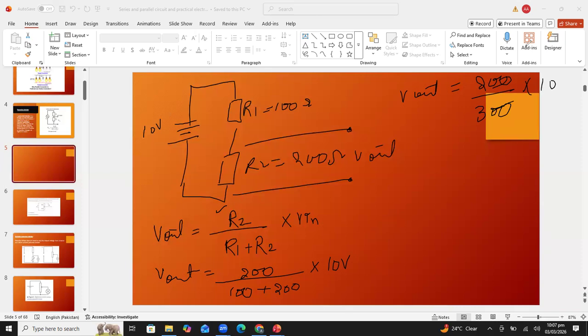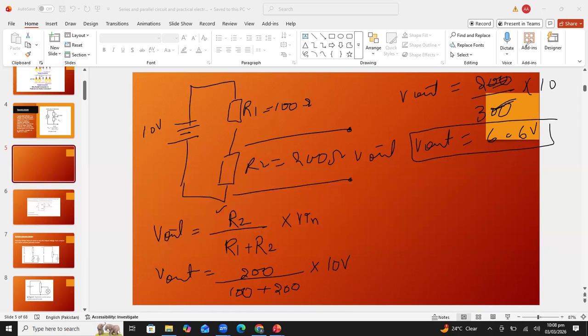Hurry up students. 2 divided by 2 multiplied by 10 divided by 3. Okay, Hafsa is saying 6.67 volt. Well done, beta. Okay, Vanya. So we are getting 6.6 volt across the resistor R2.